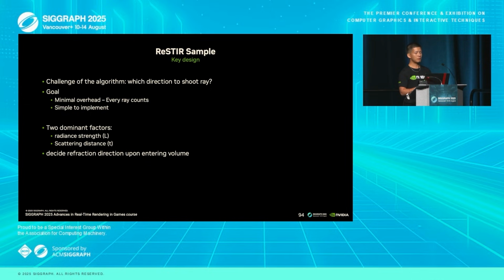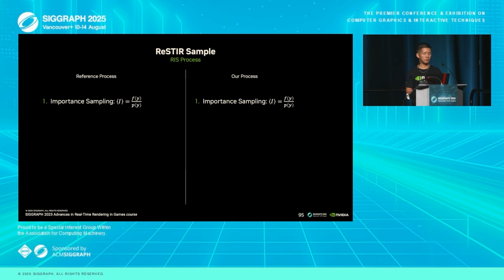For subsurface scattering, the central challenge is determining optimal ray directions within the volume. 2 factors guided this decision: radiance strength and scattering distance. We adopt a target function based on the boundary turn, which is practically beneficial because it requires no extra computation when sampling from our reservoirs.